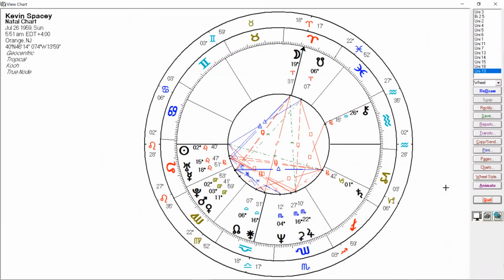So Kevin Spacey is an actor who was accused of crossing boundaries with co-workers, especially younger boys, younger men. And he was accused of imposing himself sexually, crossing boundaries. What do you see in this chart?